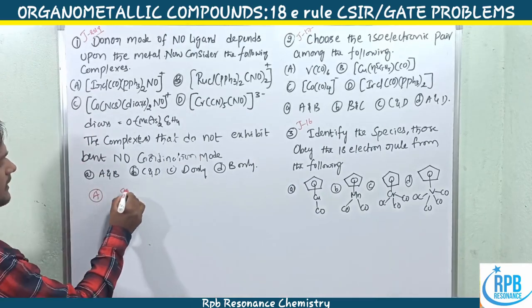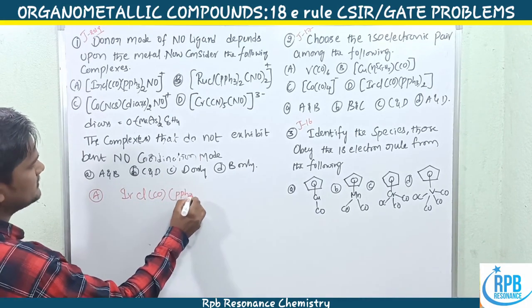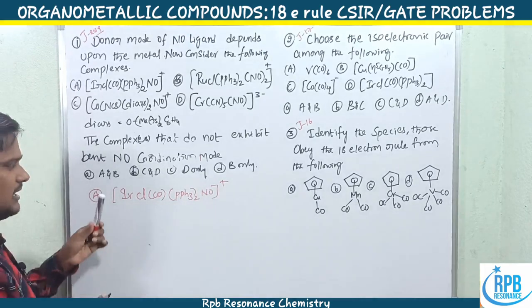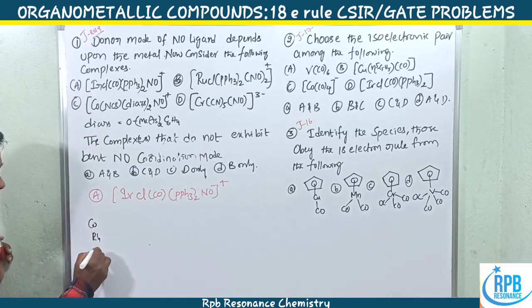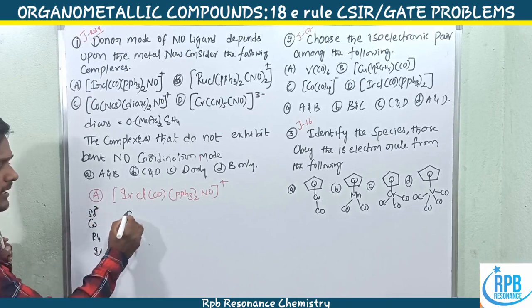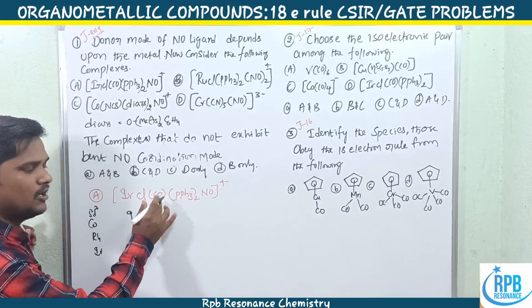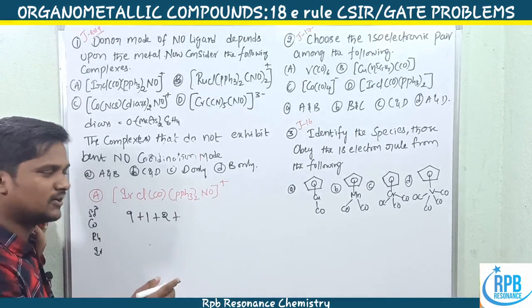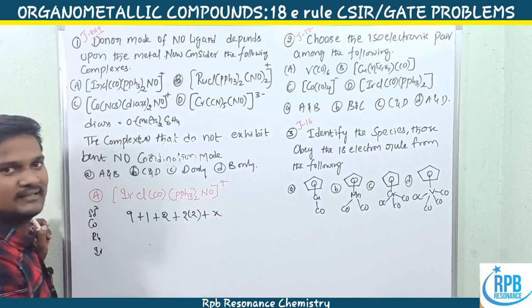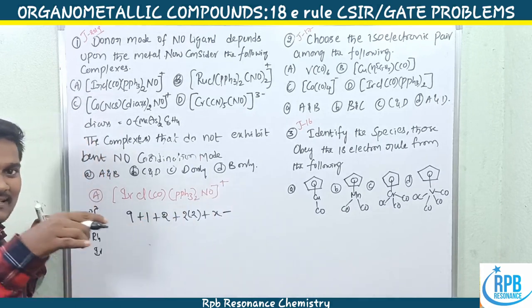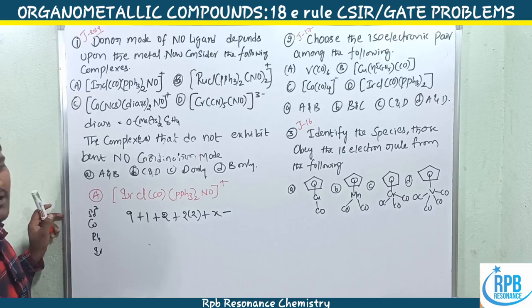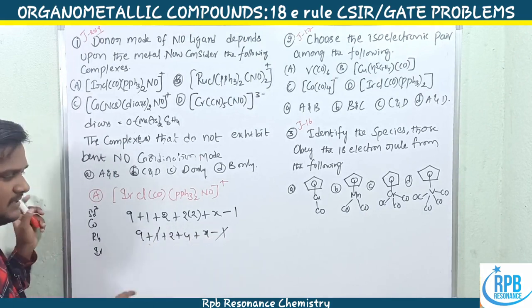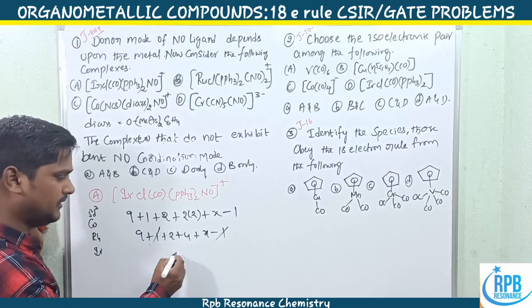Now let's look at the options. Option A is Ir, Cl, CO, PPh3 taken twice, NO, with a positive charge, very simple. Iridium comes from the cobalt series, cobalt, rhodium, iridium, so s2d7, total 9 electrons for iridium. Chlorine is a 1 electron donor, carbonyl is a 2 electron donor, and the 2 triphenylphosphines are each 2 electron donors, 2 into 2, plus we don't know the NO contribution, x. A positive charge means we subtract from the total number of electrons, and a negative charge is added. So 9 plus 1 plus 2 plus 4 plus x minus 1, plus 1 minus 1 cancel. Just calculate 9 plus 2 is 11, 11 plus 4 is 15, so 15 plus x.